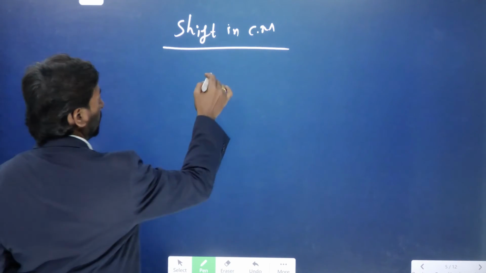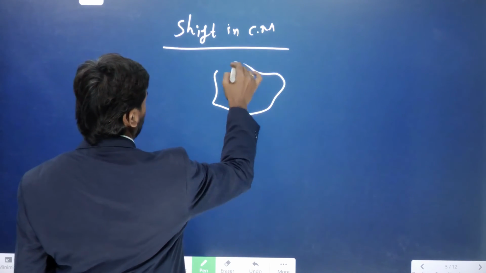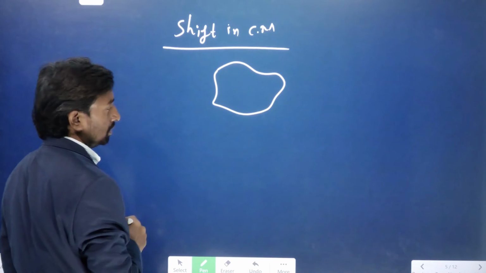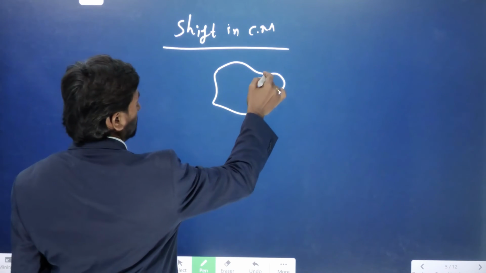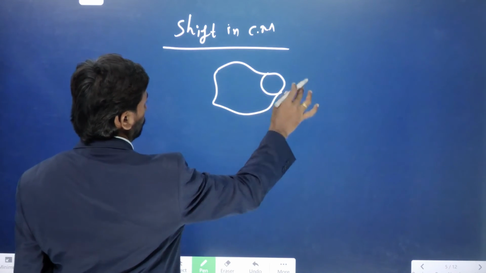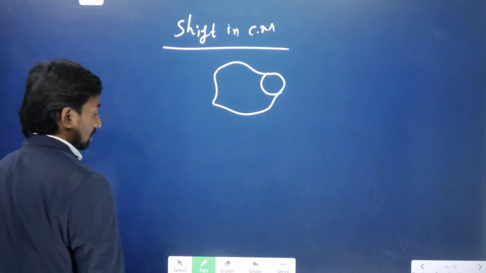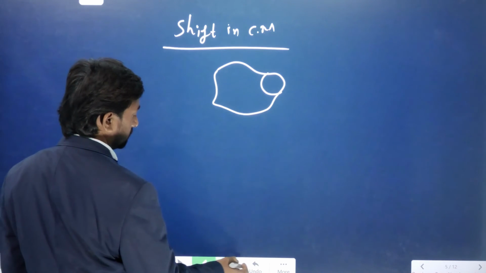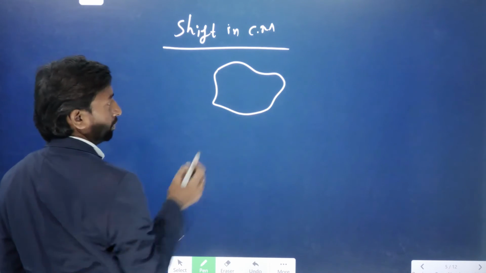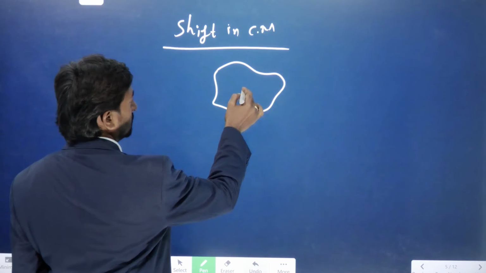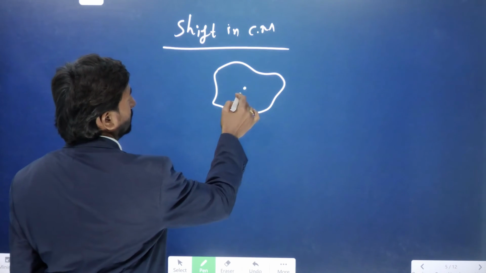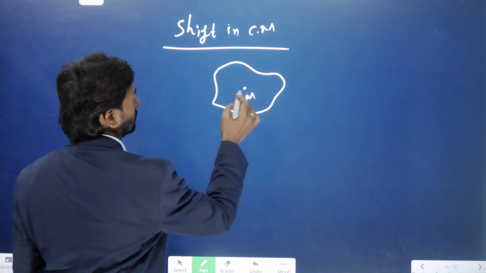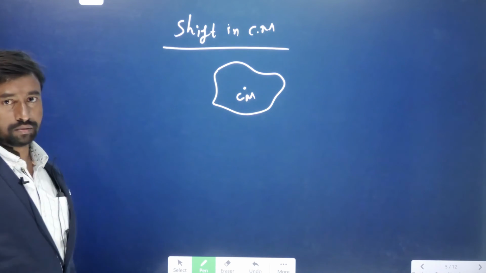Suppose here a mass of the object is there, it has a certain mass m. From that, a certain amount of mass is removed. If it is not removed, from here the center of mass may be considered, the center of mass will be here.